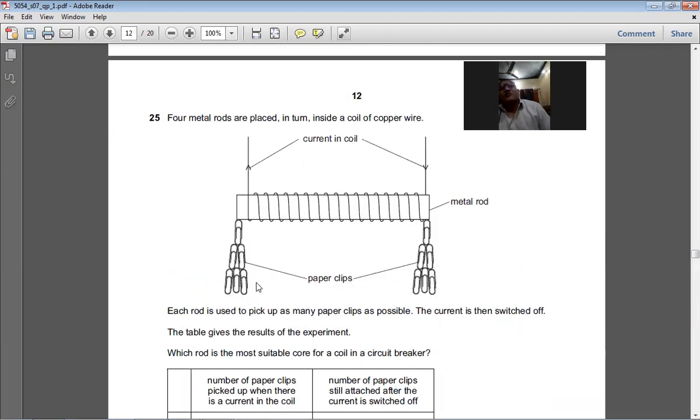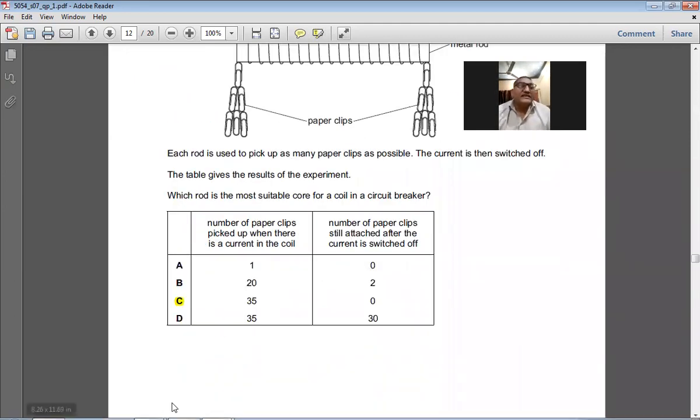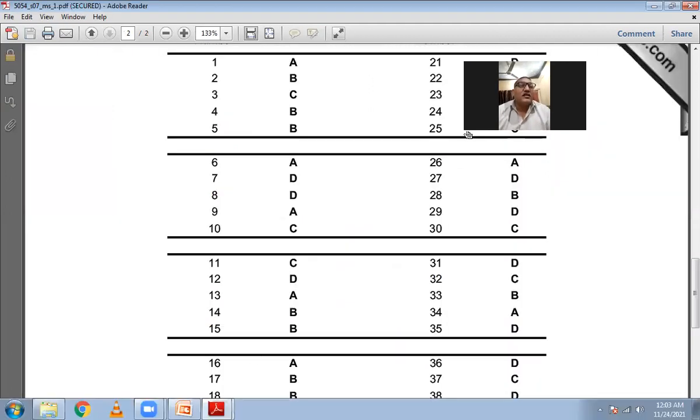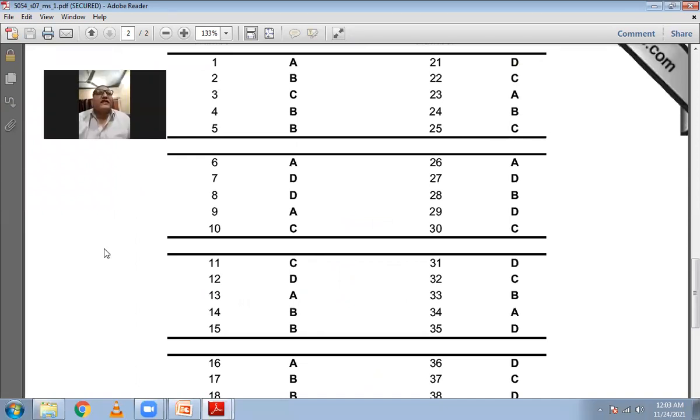Question number 25, I think C is the right answer, sir.